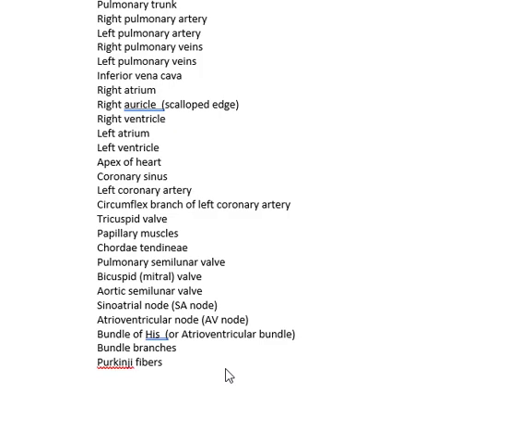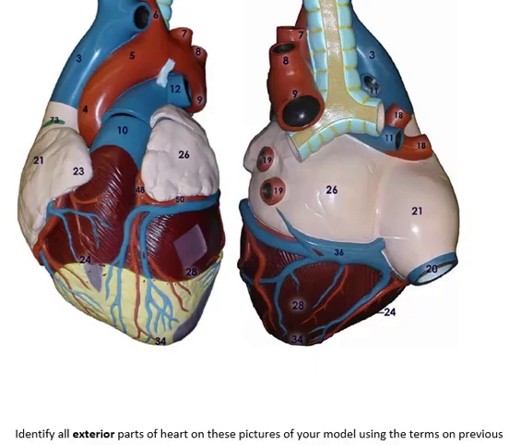The last 5 are not very obvious, and they're part of the electrical system of the heart. Right here, these. And so we're going to look at the electrical part of the heart in a different picture. Let me help you out a little bit on these pictures before we go on and learn about the bundle of His and the electrical system of the heart.